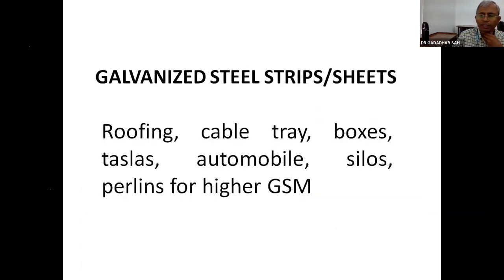Now I think very soon I will complete it. I will not take much time. This is galvanized strip sheet. It is basically used for roofing, cable trays, boxes, and automobile sector also, where some seats are being used nowadays. Bottom person and silos, purlins, and for higher GSM grades also are being used nowadays.